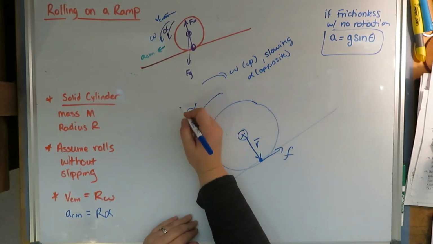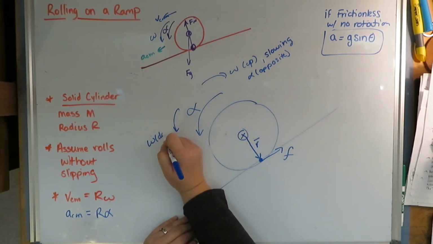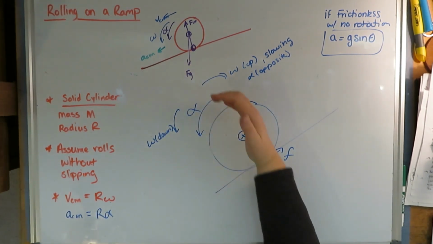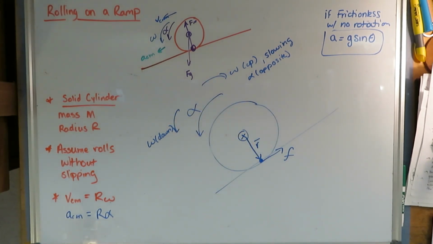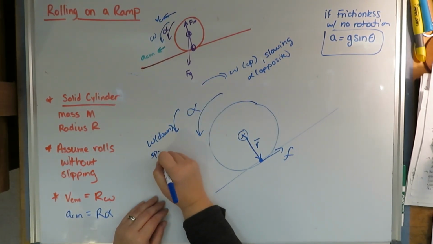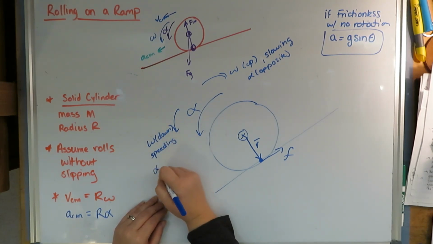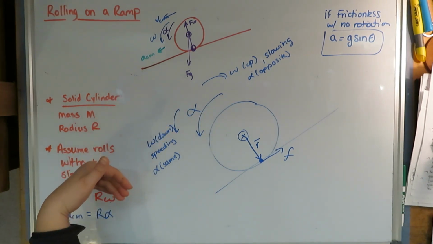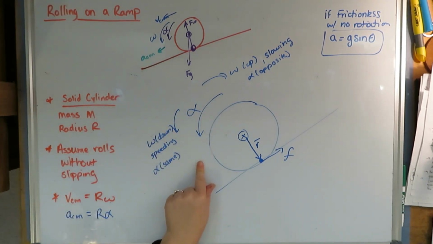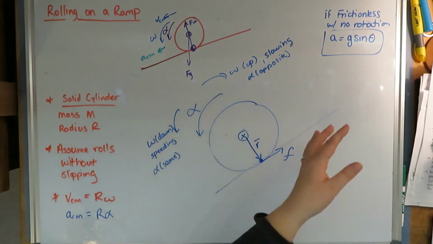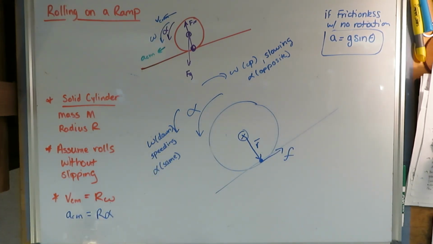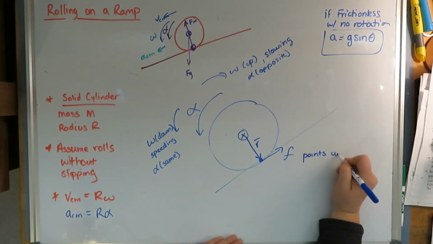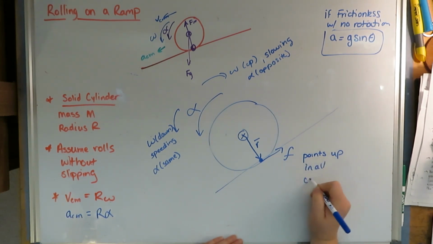When I'm going down the ramp, my omega is going to be in what direction? That is a counterclockwise direction. I'm speeding up, which means alpha has to be in the same direction. So because my omega was in the counterclockwise direction, my angular acceleration also has to be in the counterclockwise direction. So in this case, no matter whether I'm going up or down the ramp, this angular acceleration is in the same direction, which means my friction force always points up the ramp. In all cases.